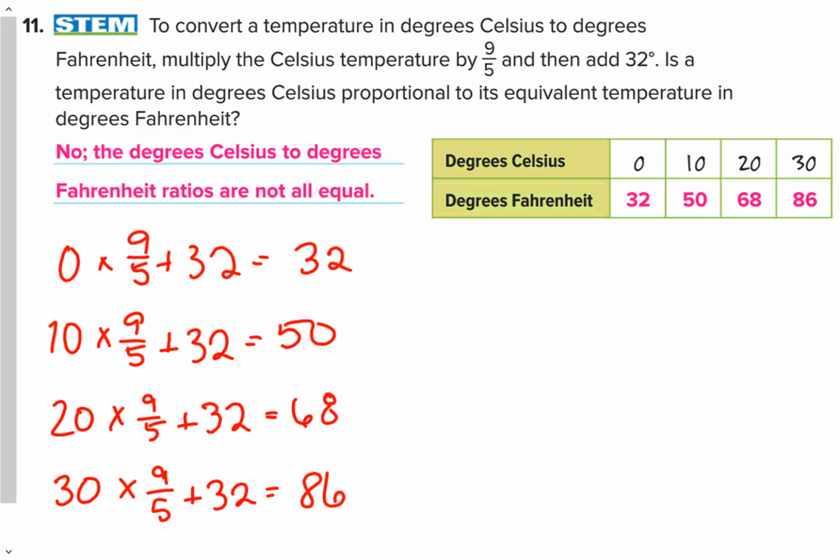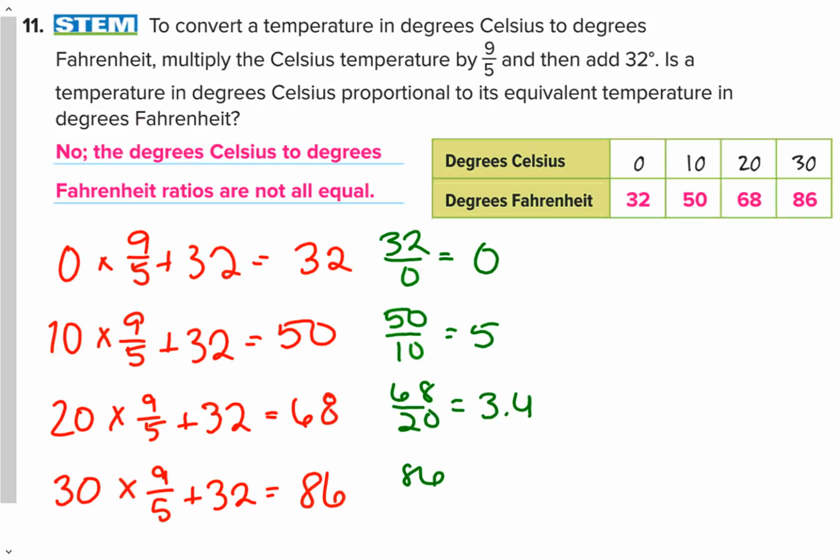Now to find out if it is proportional, you have to set up the ratio between Fahrenheit over Celsius. So we have 32 over 0, and that equaled 0. We then had 50 over 10, that equaled 5, and then 68 over 20, that equaled 3.4, and then 86 over 30, and that equaled 2.87. So you can see right here that the ratios 0, 5, 3.4, 2.87 are not equal. So the answer is no, the degrees Celsius to degrees Fahrenheit ratios are not all equal.